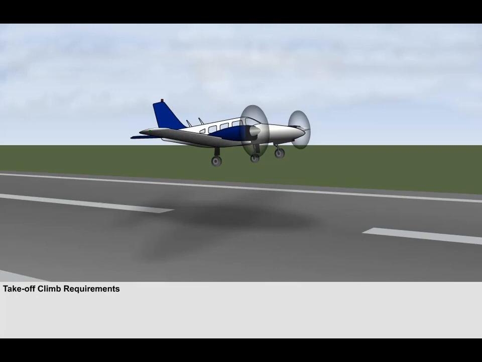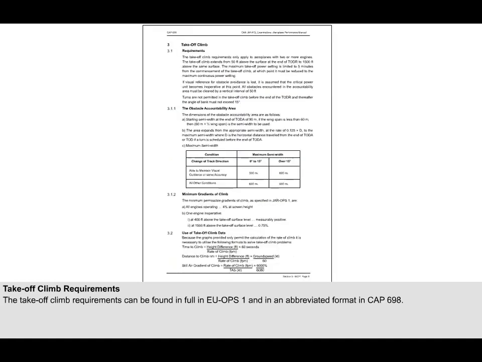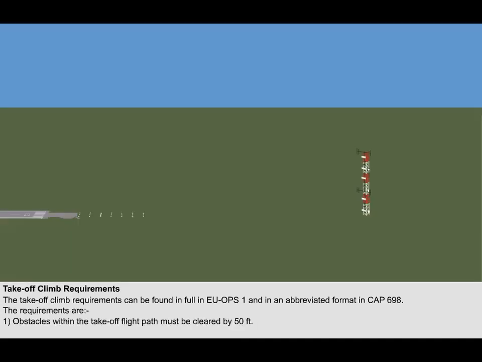These regulations are applicable only to the operation of multi-engine aeroplanes in the commercial transport category. The takeoff climb requirements for Class B multi-engine aeroplanes are contained in EU OPS 1. But as for the takeoff requirements in the previous lesson, the climb regulations can be found in CAP 698 on page 9 of section 3.